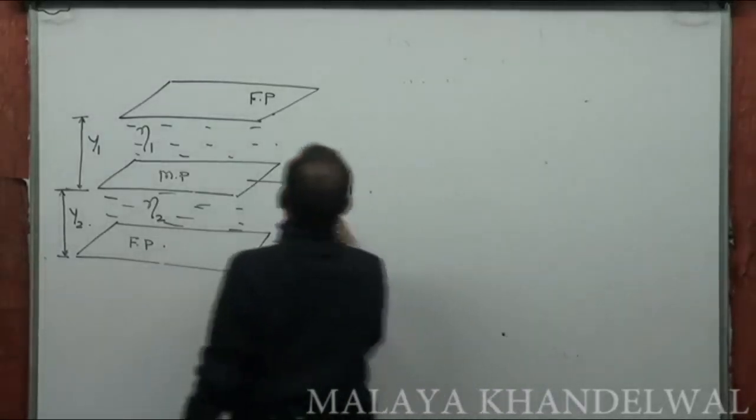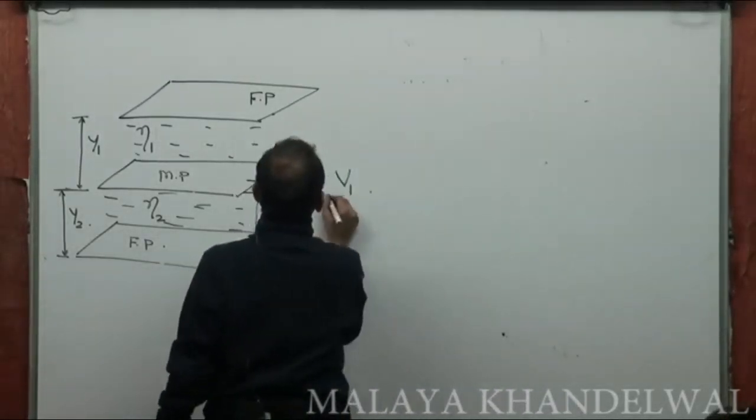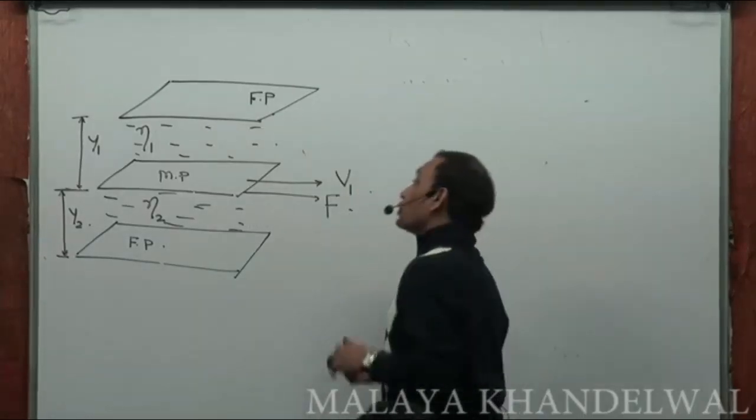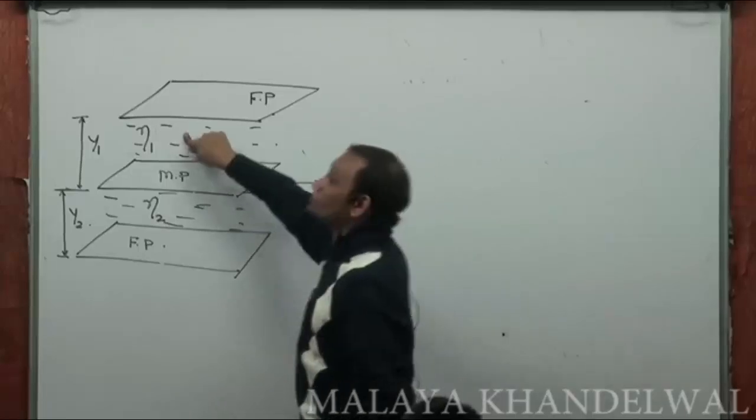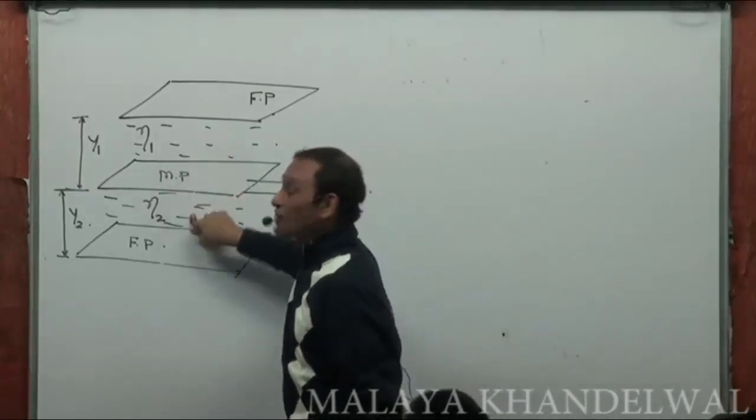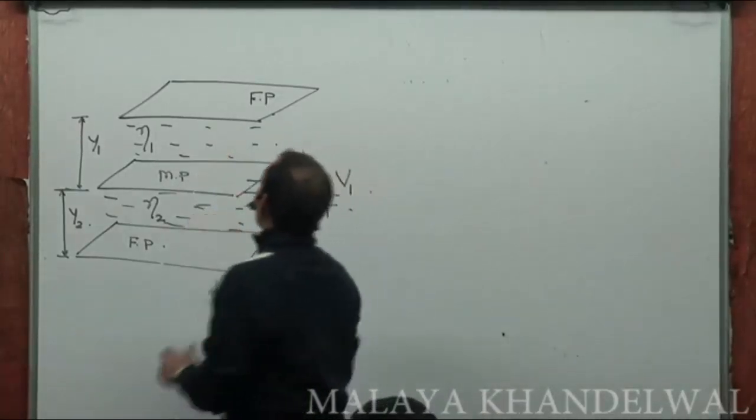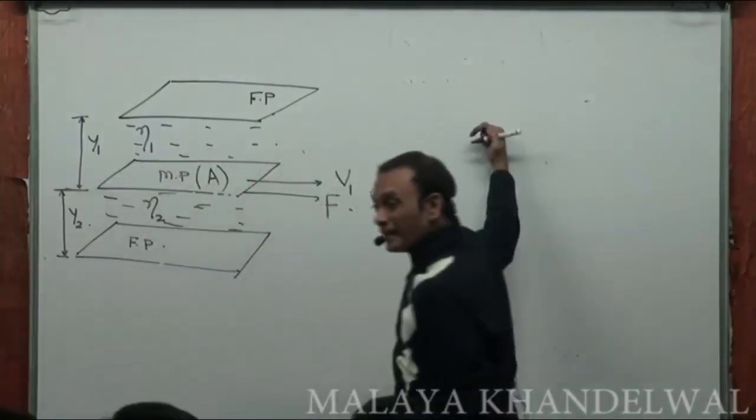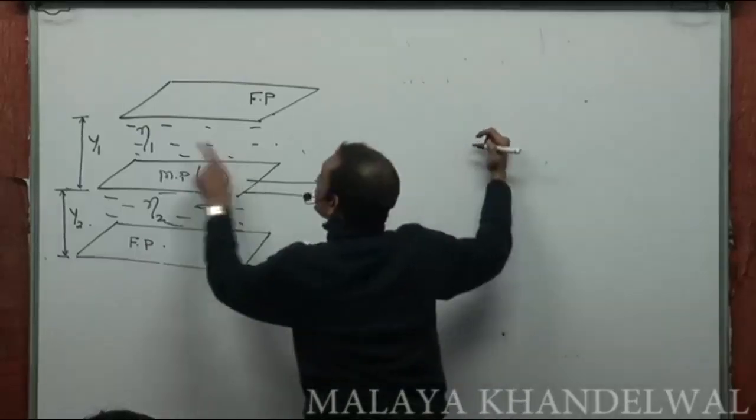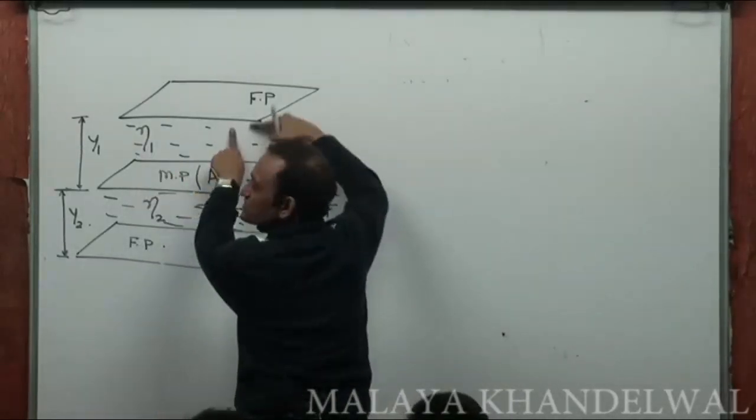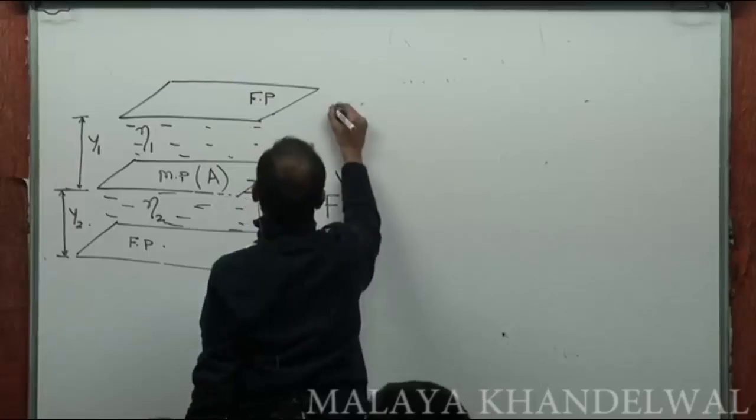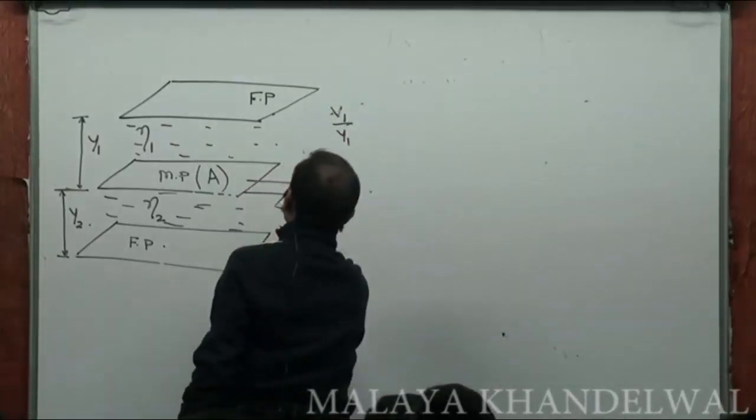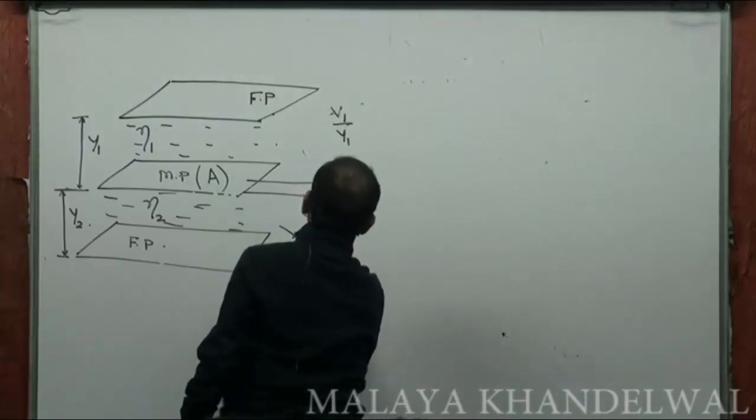What is the force required to move this? Now this moving plate will experience drag from the upper fluid, will experience drag from the lower fluid, right? And say if A is the area of cross section of this plate, then what's the velocity gradient in this region? v1 by y1 is the velocity gradient in this region approximately. v1 by y2 is the velocity gradient in this region.